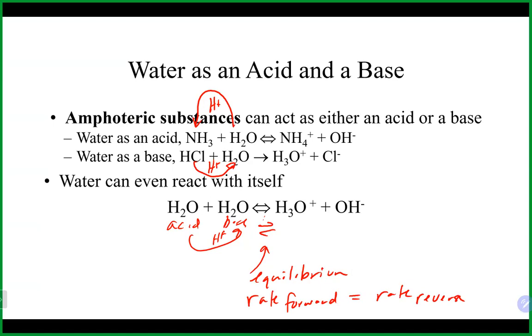Equilibrium is sometimes misunderstood as meaning that you have equal amounts of everybody on both sides, because the word equal is in there, I suppose. But really what it is talking about is that rate. The rate going to the products is equal to the rate coming back the other way. So just as fast as it goes one way, it comes back the other way. And what that essentially does is lock everybody into place in terms of their concentrations or pressures.